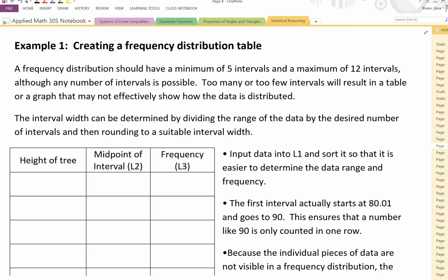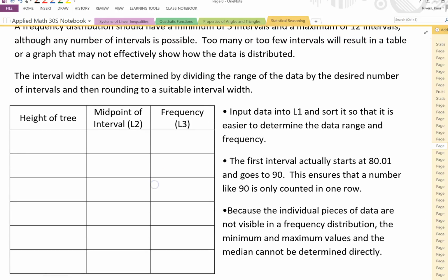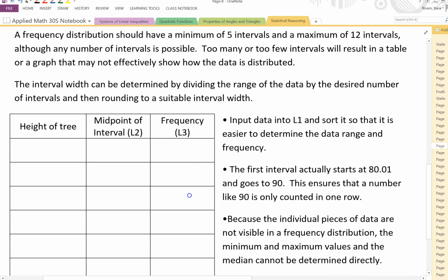So it says creating a frequency distribution table. So that's how we're always going to start. From there we can do a polygon or a histogram, and that's just selecting different buttons in the calculator, but you need this table to be completed. Okay, so it says a frequency distribution should have a minimum of 5 intervals. So in the table, that's what I've done here. I've got 5 spots in here to do our 5 intervals.